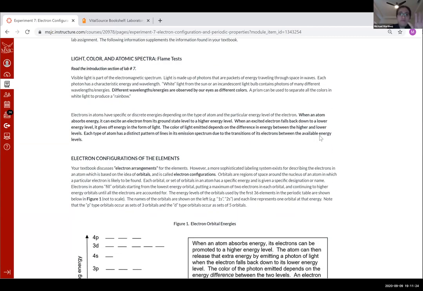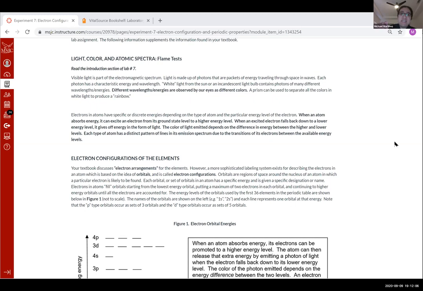Now, the central part of this experiment that we're going to look at is emission spectra. To talk a little bit about light for a moment, light is part of the electromagnetic spectrum, and different wavelengths and energies associated with light appear to our eyes as different colors. So the different colors of light will have different wavelengths and different energy. Again, this is lab 7, just to make sure everyone's on the same page.